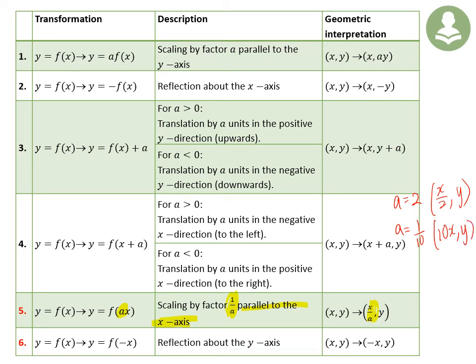So this gives rise to a transformation that actually widens or stretches, or we call this scaled by a factor 10. So do take note and do use a graphing tool to explore the changes. And specifically, if a is negative 1, this would give rise to a reflection about the y-axis.